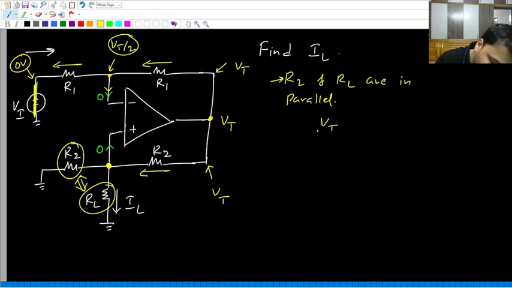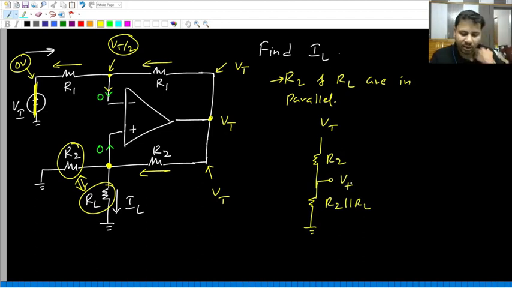So it is like this. You have Vt here, then we have one resistor R2, then the remaining two have been clubbed into a single resistance of value R2 parallel RL. And this point is the plus input terminal, where the voltage is V plus. Please look at this: first we have Vt, then R2, then R2 parallel RL, and then ground.